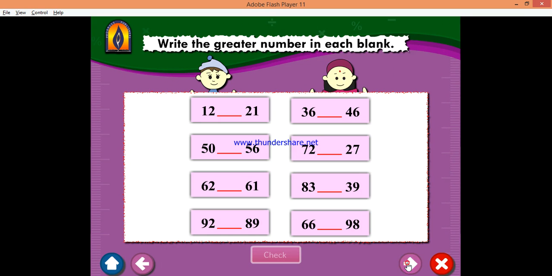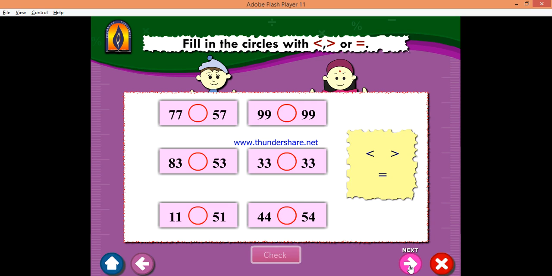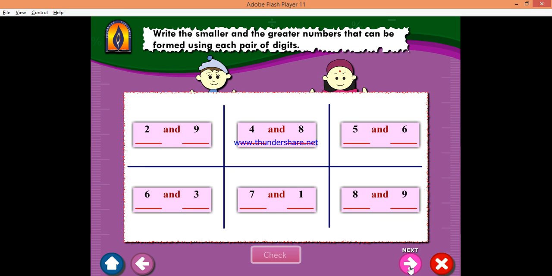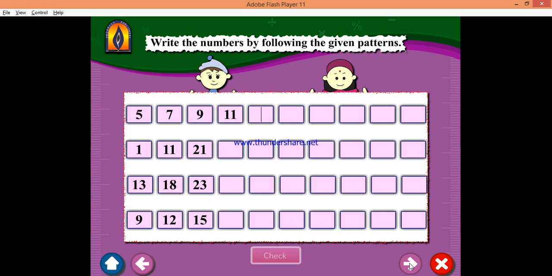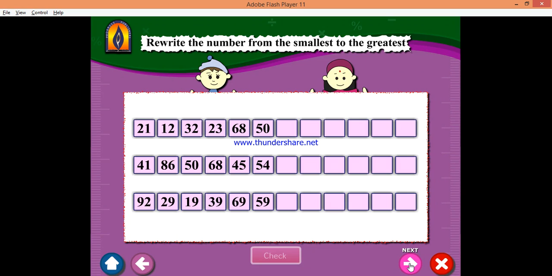Write the greater number, fill in the circles, write the smaller and the greater numbers that can be formed using each pair. Rewrite the numbers from the smallest to the greatest.